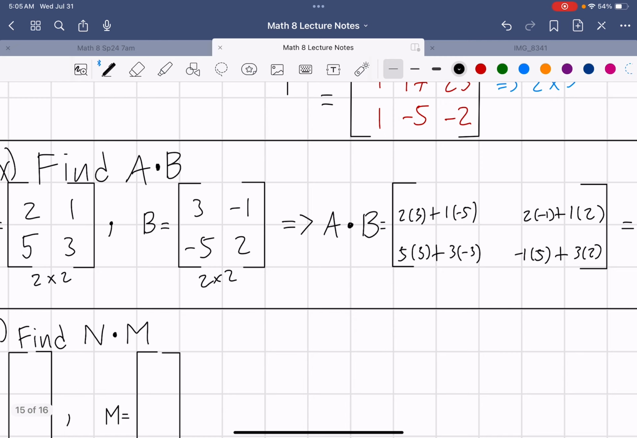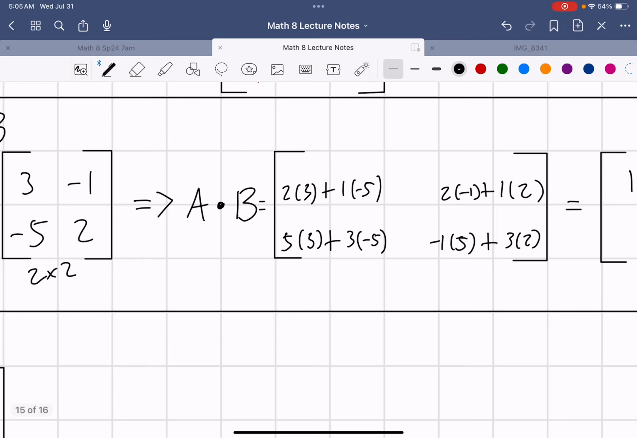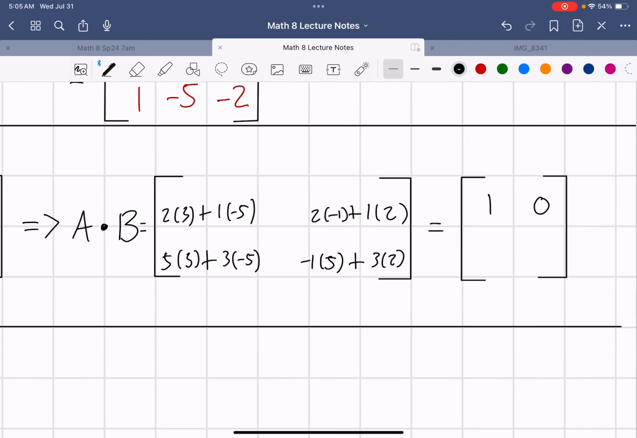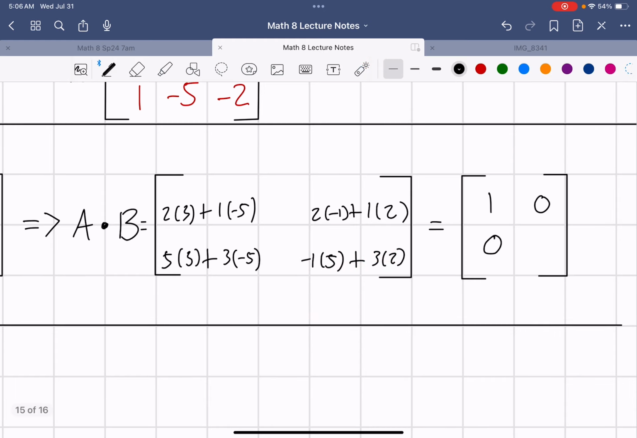I made an error here. Second row, first column was 5 times 3, but this 3 shouldn't multiply with this negative 5, and I wrote negative 3 here. It should be negative 5. Because 5 times 3 is 15, plus 3 times negative 5 is negative 15. When you add them, it gives you 0. Negative 1 times 5 is negative 5. And then 3 times 2 is 6. And that's going to leave me with 1.